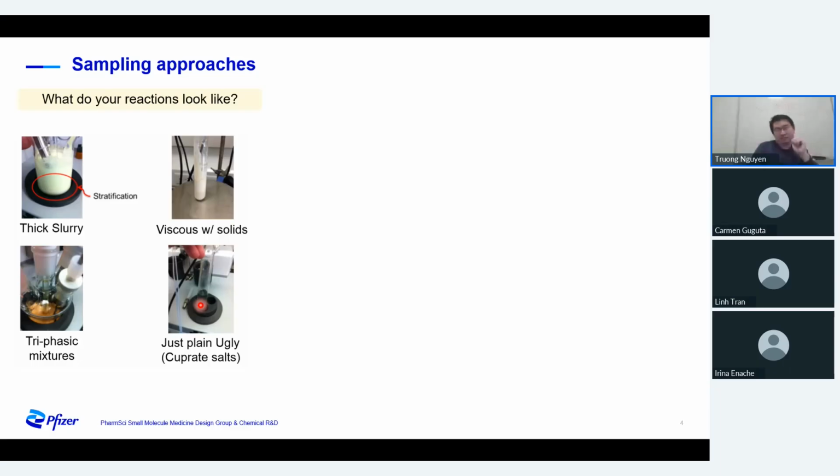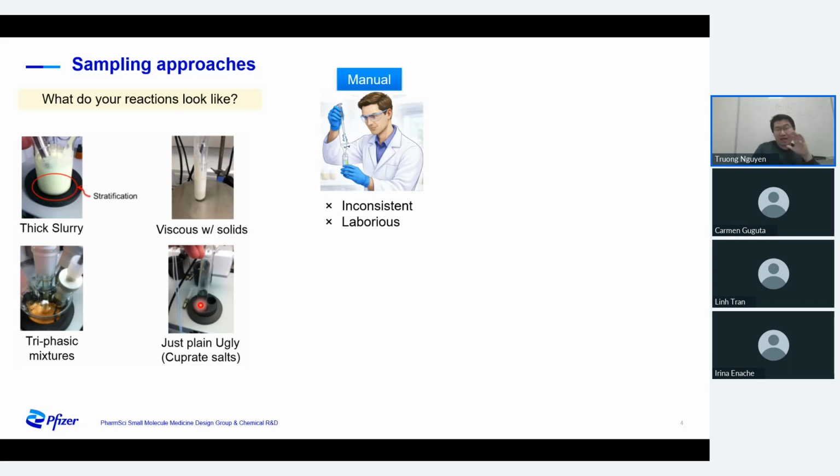One of the most common ways is probably manual sampling. Basically, we just go to the lab, use a pipette, and take the sample. The problem with this approach is that you can get different data from different chemists in one reaction. It's also very laborious. None of us can stay overnight to just generate kinetic data.